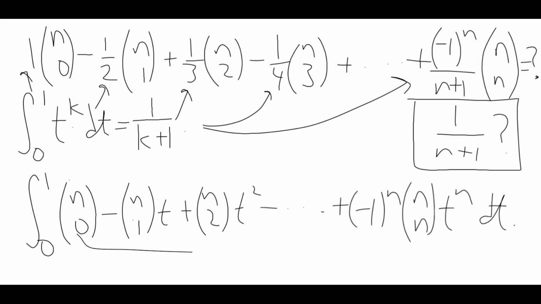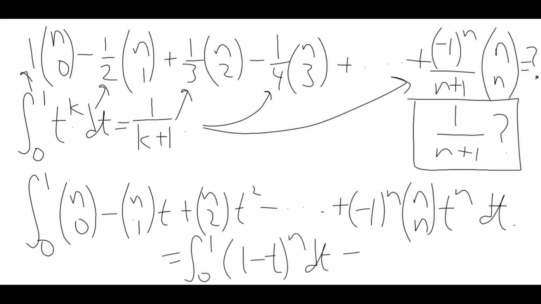But now what is this? Well, it's just exactly 1 minus t to the nth power from the binomial theorem. So this is the integral from 0 to 1 of 1 minus t to the nth power. And that's the same thing as the integral of t to the n because of the symmetry. So sure enough, you get 1 over n plus 1.